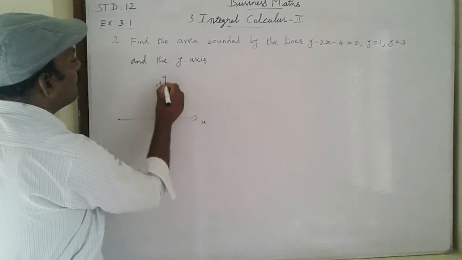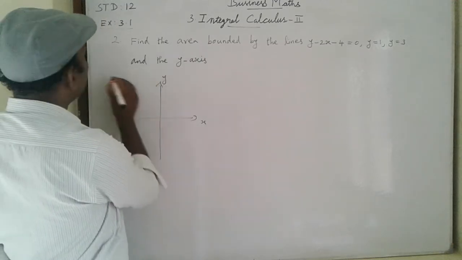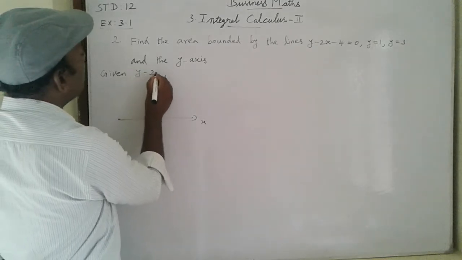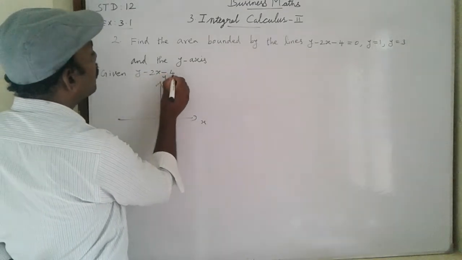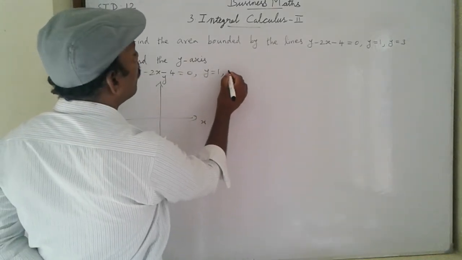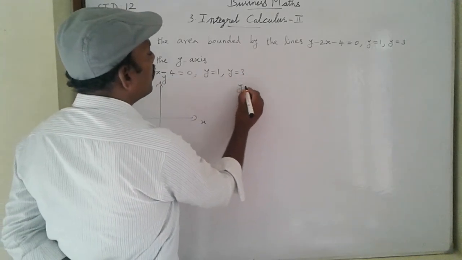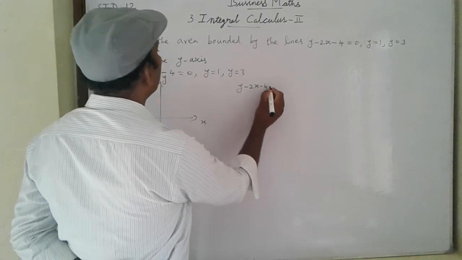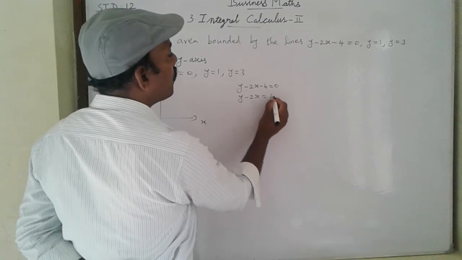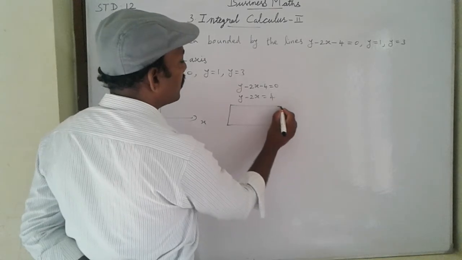X axis, y axis. Given equation is y minus 2x minus 4 equal to 0, and y equal to 1, y equal to 3. So y minus 2x minus 4 equal to 0, y minus 2x equal to 4. So we should complete the graph of this line.